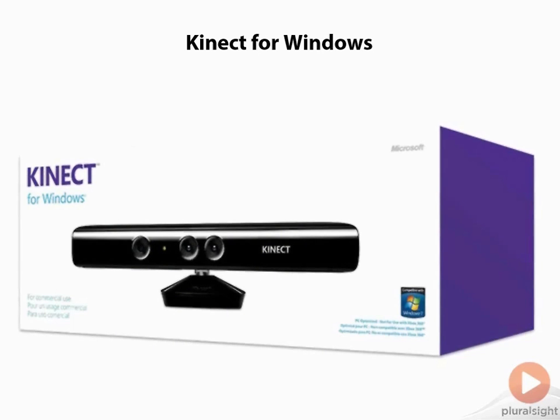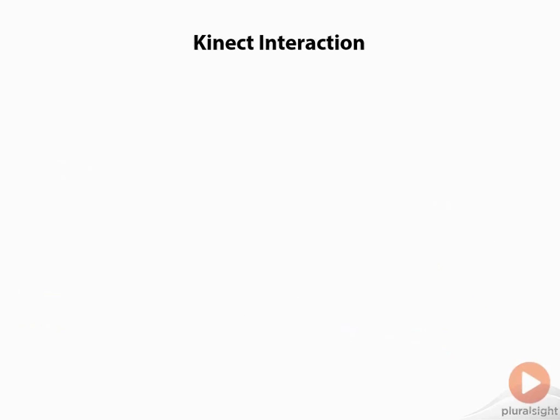This course focuses on one extension of the Kinect for Windows SDK, the Kinect Interaction, which has been part of the Kinect for Windows toolkit since version 1.7. You can find other courses in the Pluralsight library to get started with the general Kinect for Windows SDK.